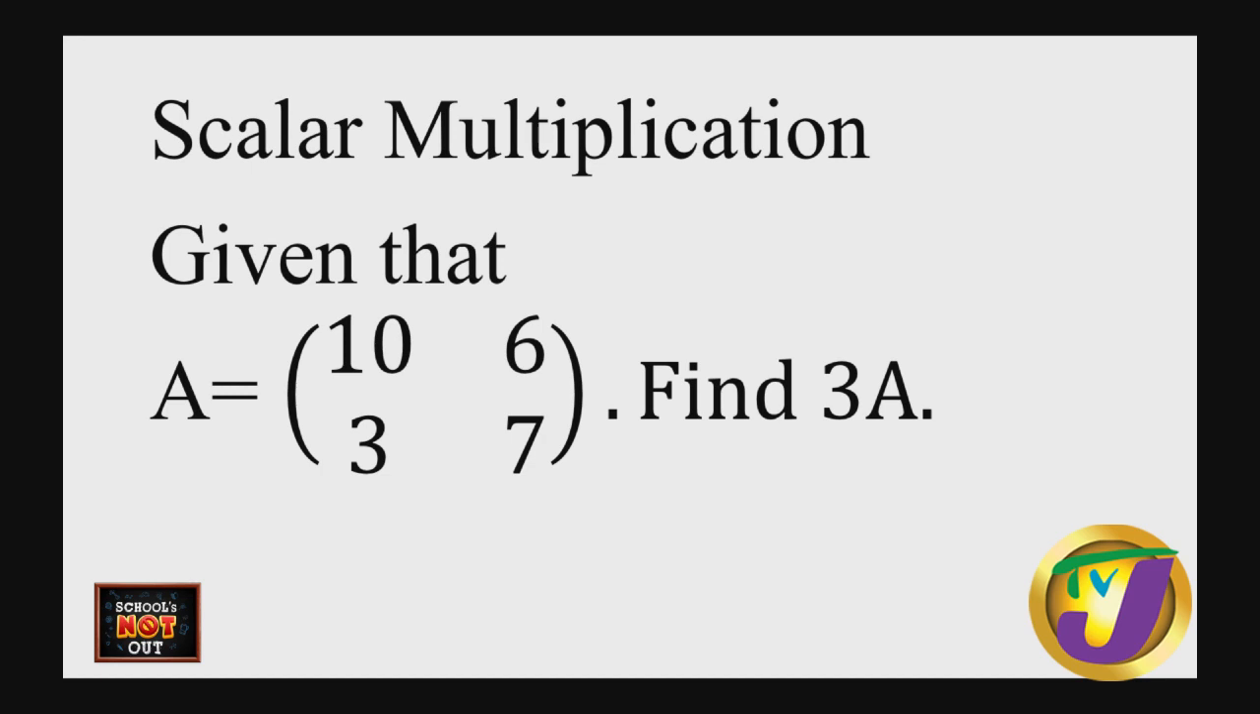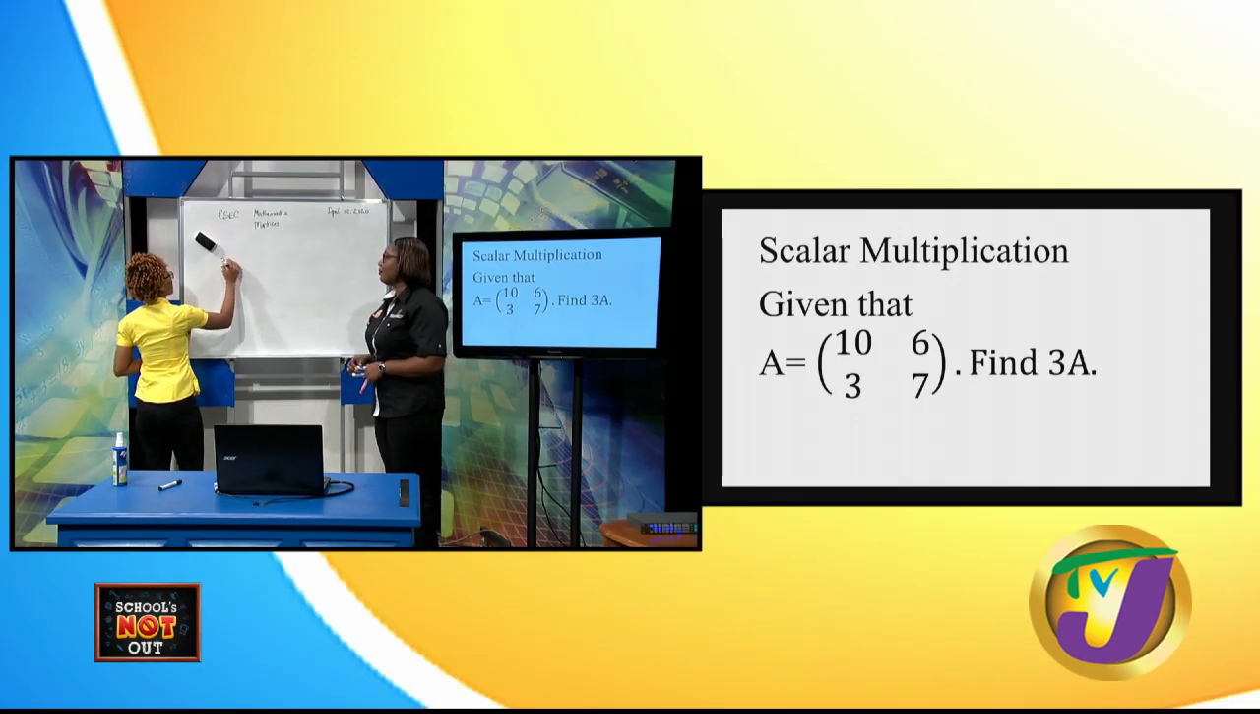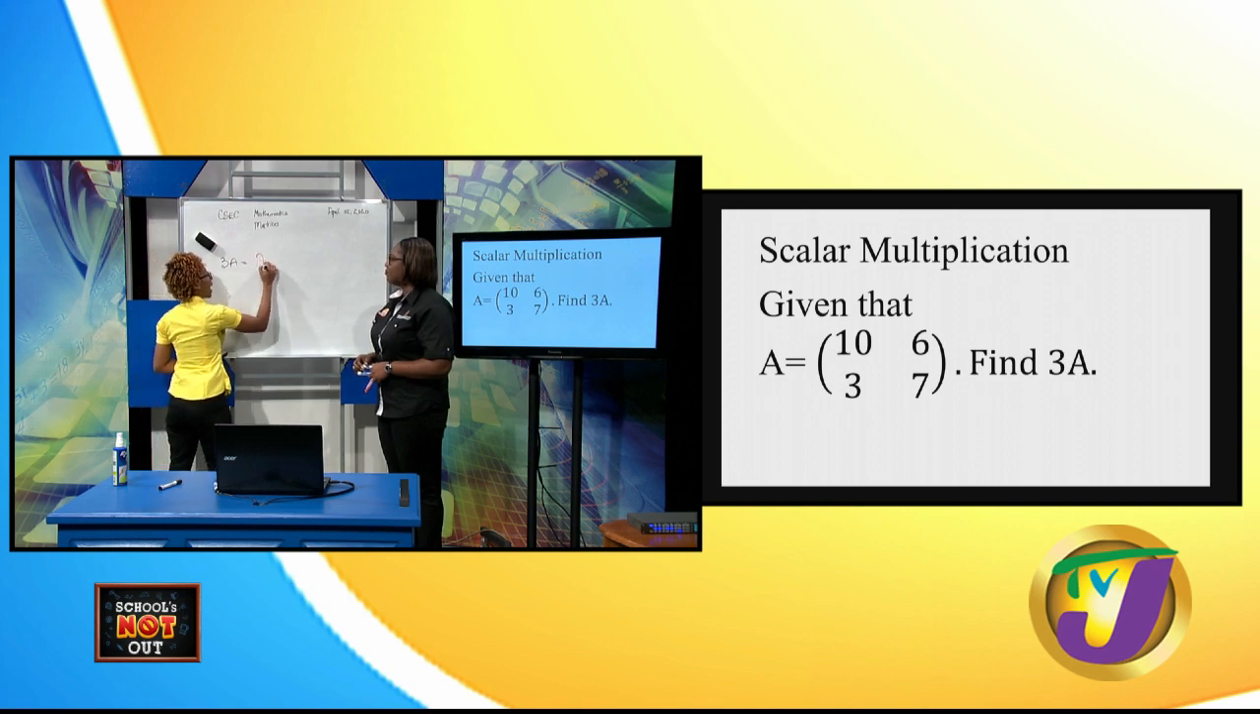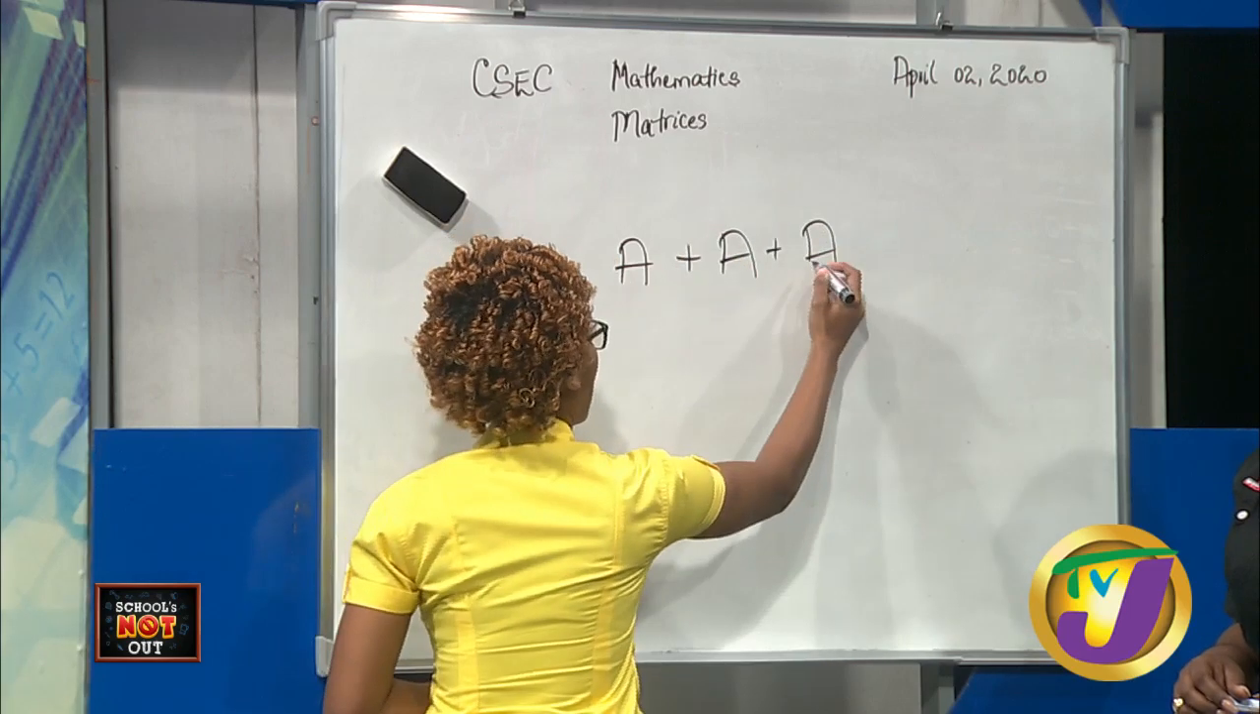So let's look at this example. Okay. So given that A equals the matrix 10, 6, 3, 7, we're asked to find 3A. What's 3A? What do you mean? Are you asking me or are you asking the viewers? Well, I'm asking both of you, you and our viewers. Oh man, all right, let me tell you what I think 3A means. 3A to me now means I have one A plus another A plus another A.